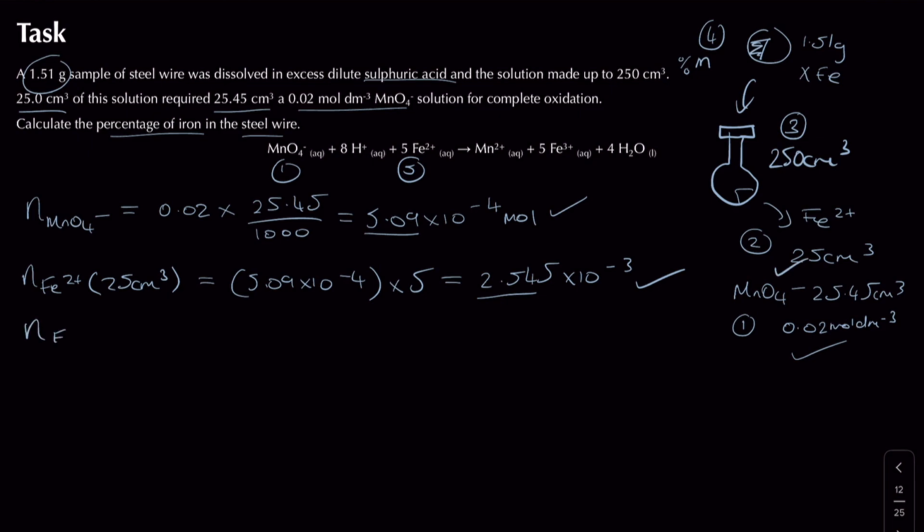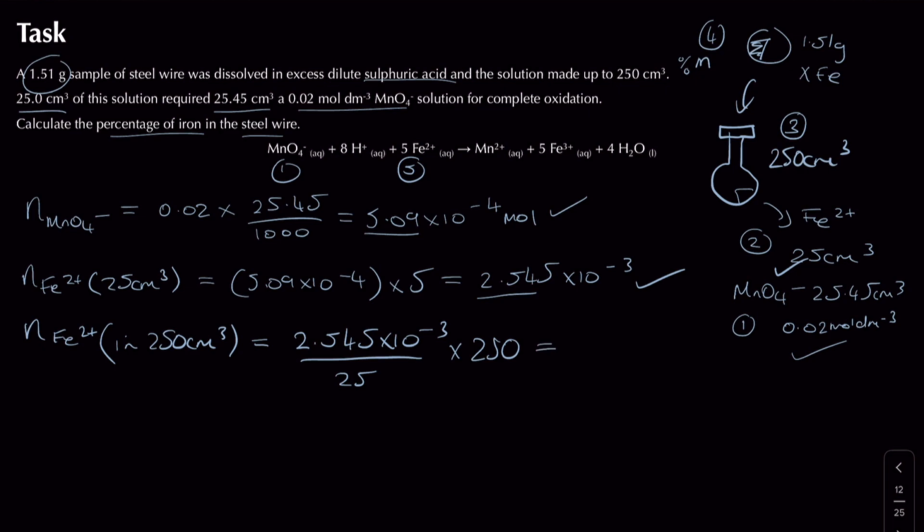That's our third step. So iron 2 plus, and that's going to be in 250 centimeters cubed this time. That's going to be equal to, of course, 2.545 times 10 to the power of minus 3. That's our moles in 25 centimeters cubed. Divide by 25 to get the moles in 1 centimeter cubed, times by 250 to get the moles in 250 centimeters cubed. Now you do that and you end up with 2.545 times 10 to the power of minus 2 in this case, and that's how many moles we've got itself. So there's, of course, our third step done.